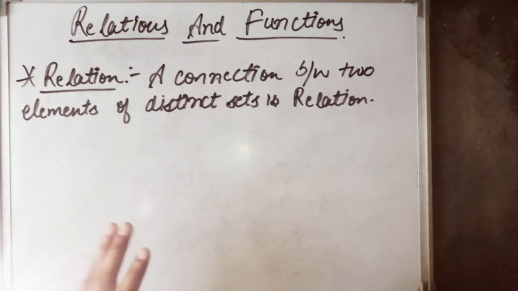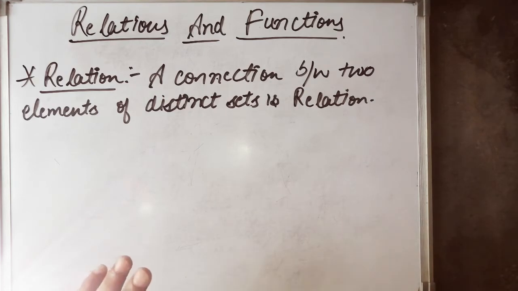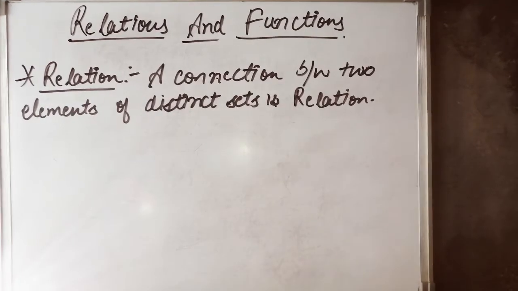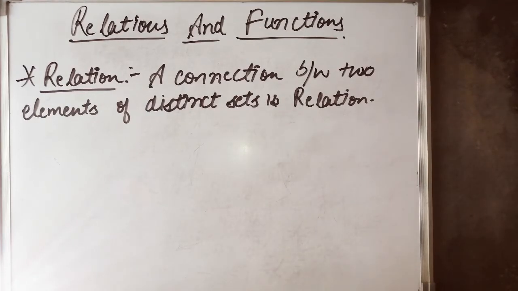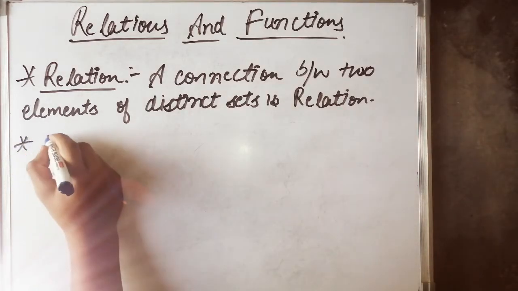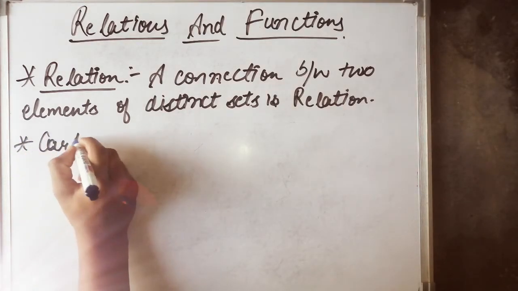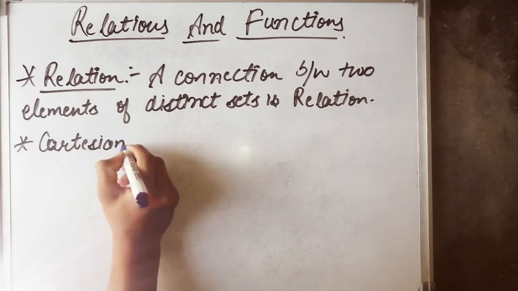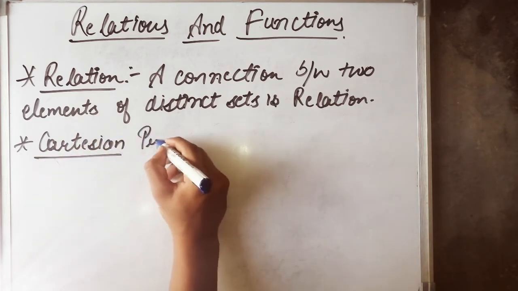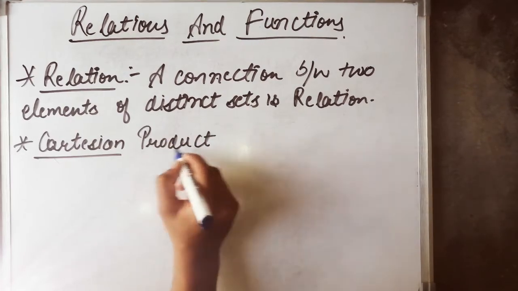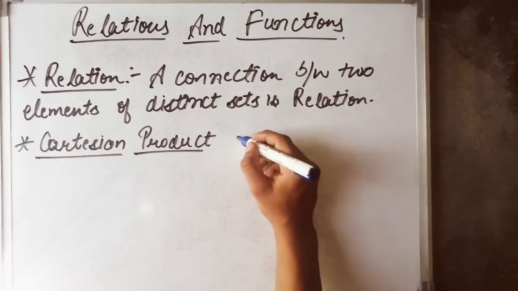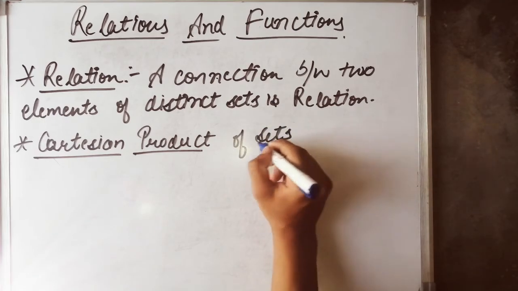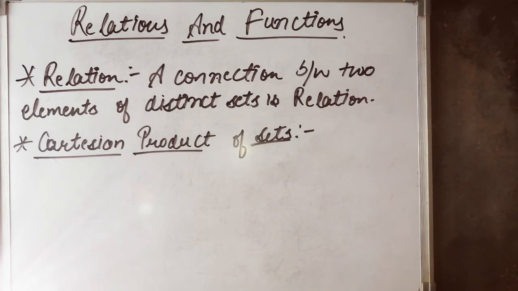This is not the exact definition. This definition I have written to make you understand, guys. If you want to learn the exact definition of relation, which is given in the NCERT book, first we will have to look at the Cartesian product of sets. Our second topic is the Cartesian product of sets. This is a very important concept to understand relations.